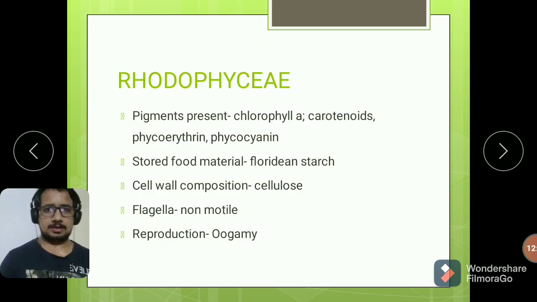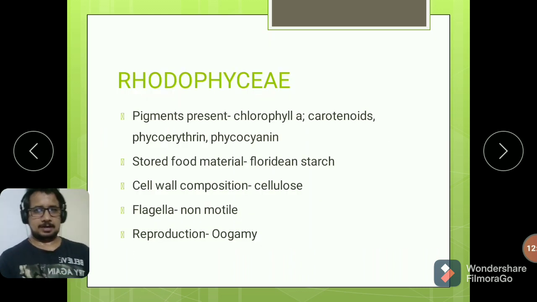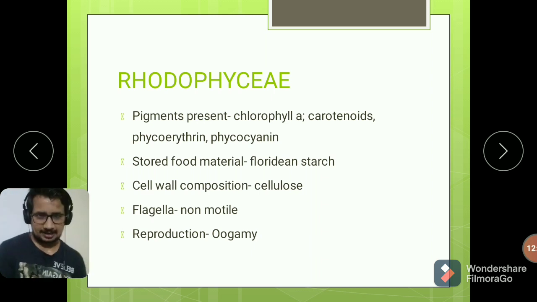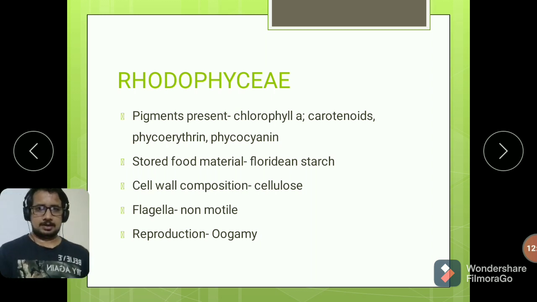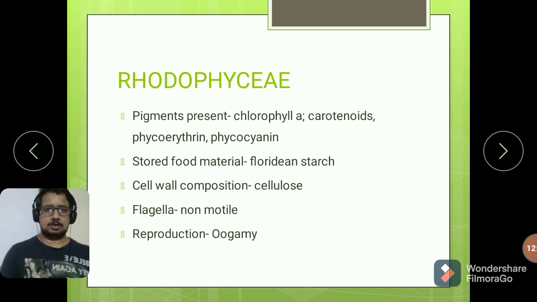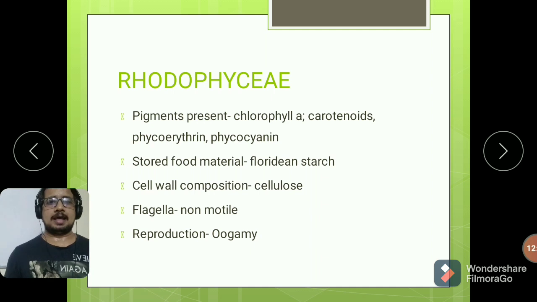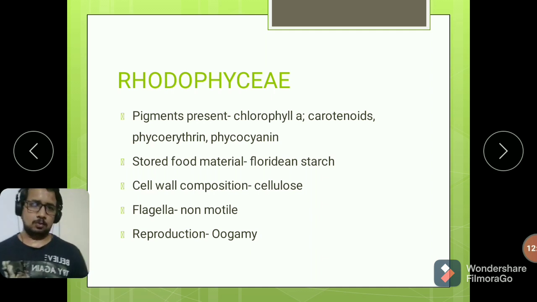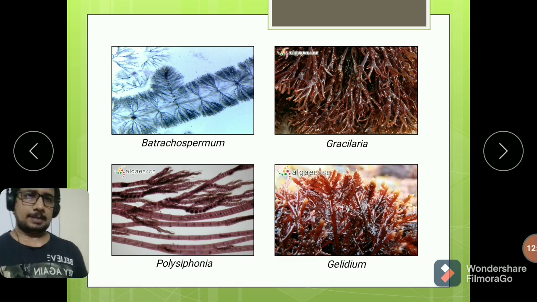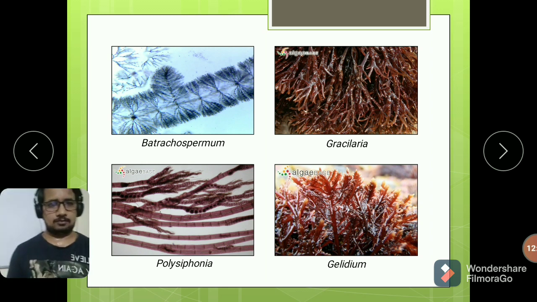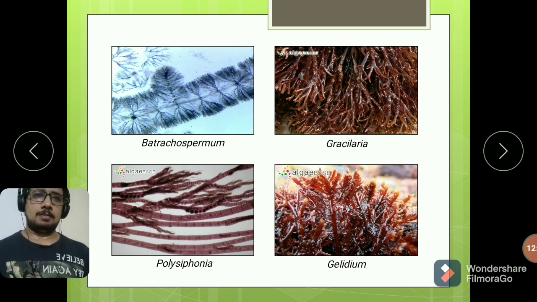The next is Rhodophyceae. It is also called red algae. The pigments present in them are chlorophyll A, carotenoids, phycoerythrin, and phycocyanin. The stored food material is in the form of floridean starch, which is a unique food material present in Rhodophyceae. The cell wall is composed of cellulose. The flagella are absent and the cells are non-motile. Reproduction is only of oogamous type of sexual reproduction. A few of the examples are Batrachospermum, which is a freshwater alga. Then next are Gracilaria, Polysiphonia, and Gelidium. All the three rest are marine algae.